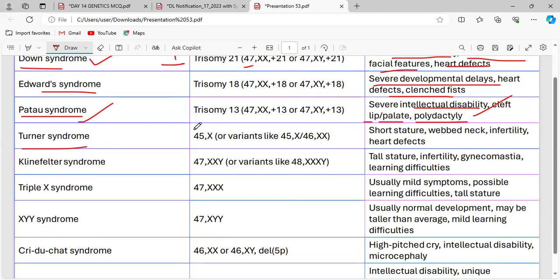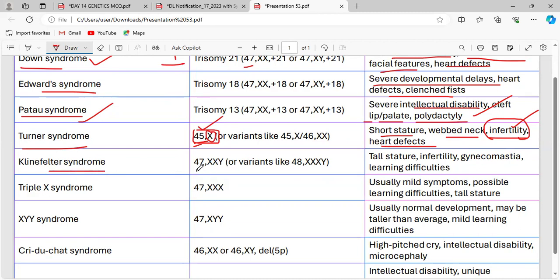And Turner syndrome, we can find here minus 1. 46 is our normal chromosome number, but here one chromosome will be absent, and that is why 45 chromosomes. One chromosome will be absent in the sex chromosome, right? And short stature, webbed neck, infertility because it has happened in the sex chromosome, right? Heart defects. These are the things we can find in Turner syndrome.